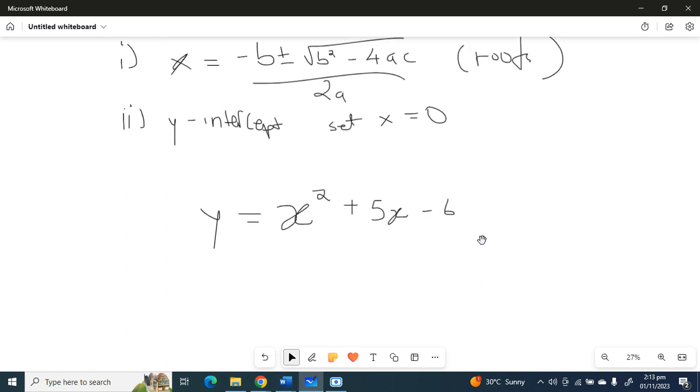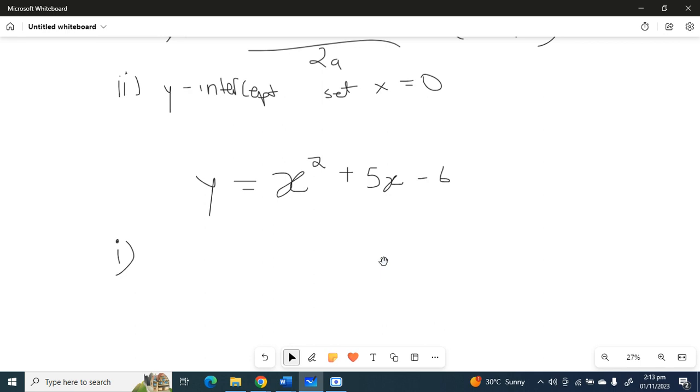We have a quadratic equation, x squared plus 5x minus 6. We want to get the x-intercepts and the y-intercepts. So let's start with the x-intercepts. Can this quadratic equation be solved by factorization? No, it cannot be solved by factorization. So we'll have to use the quadratic formula.